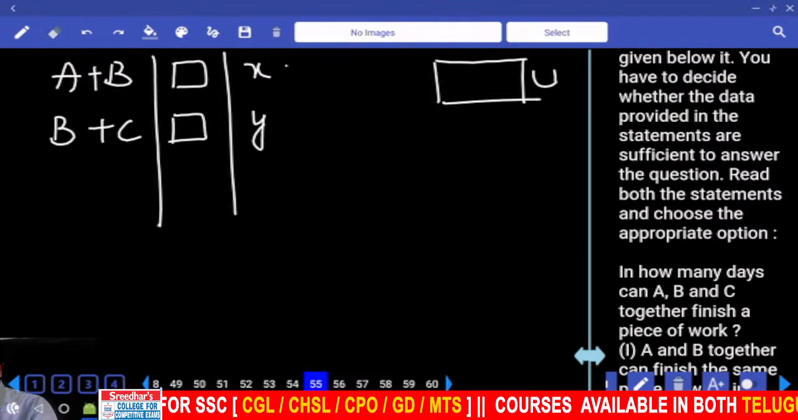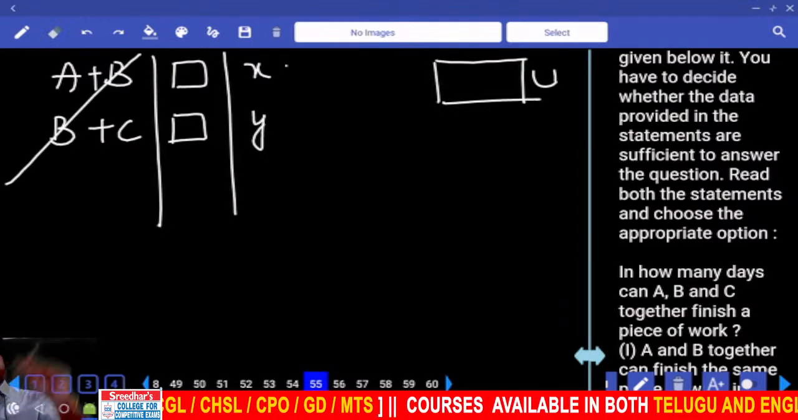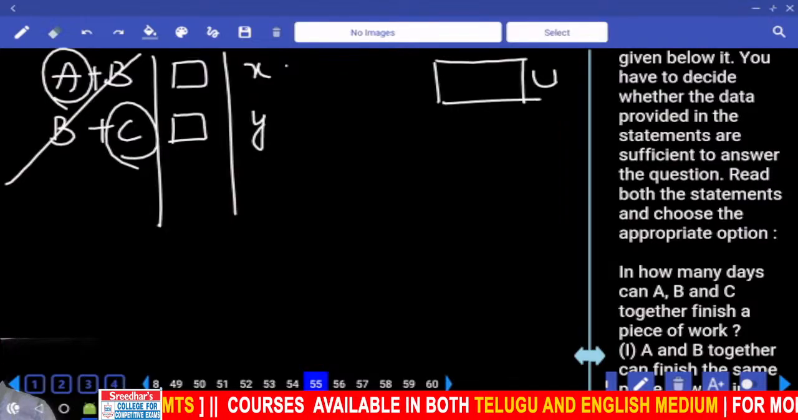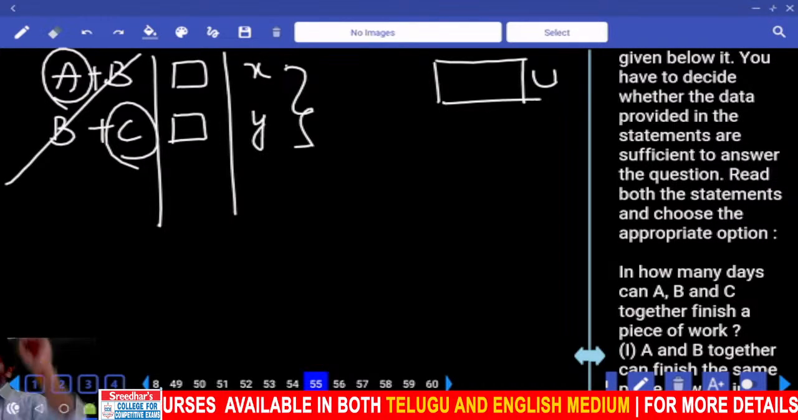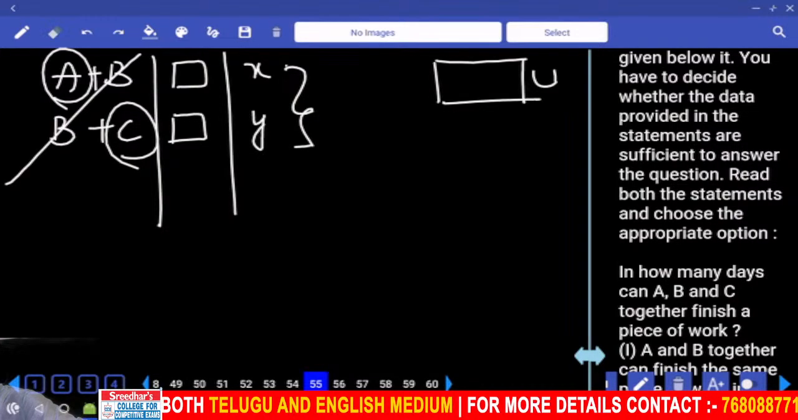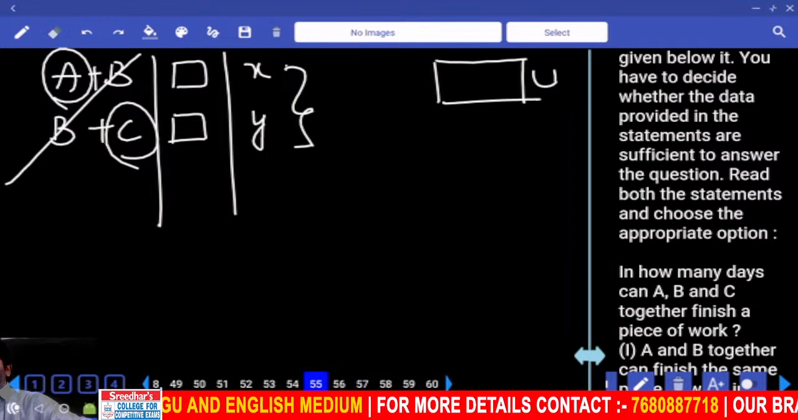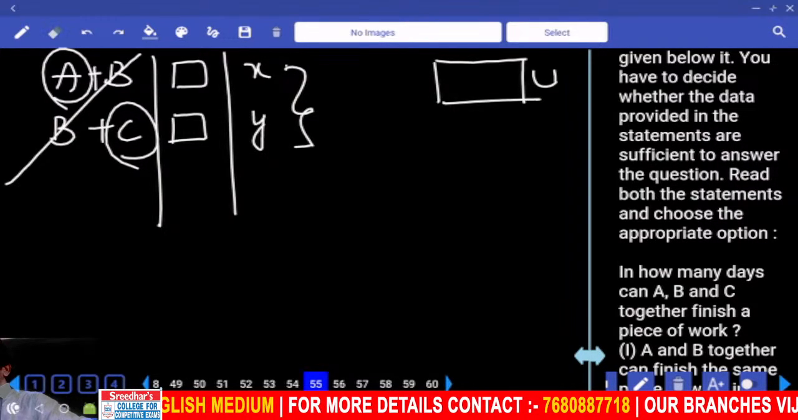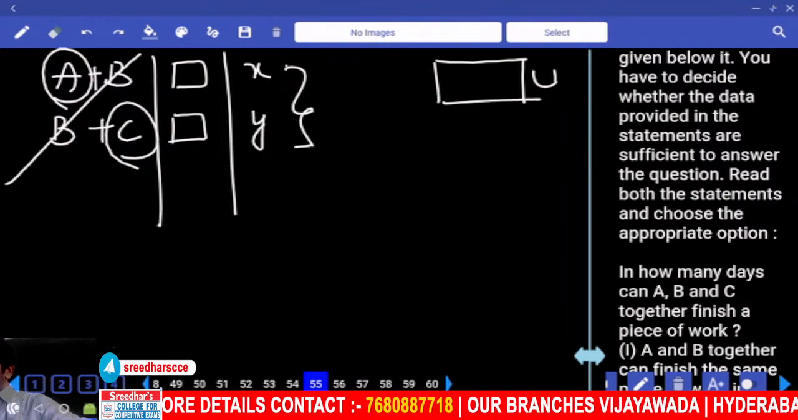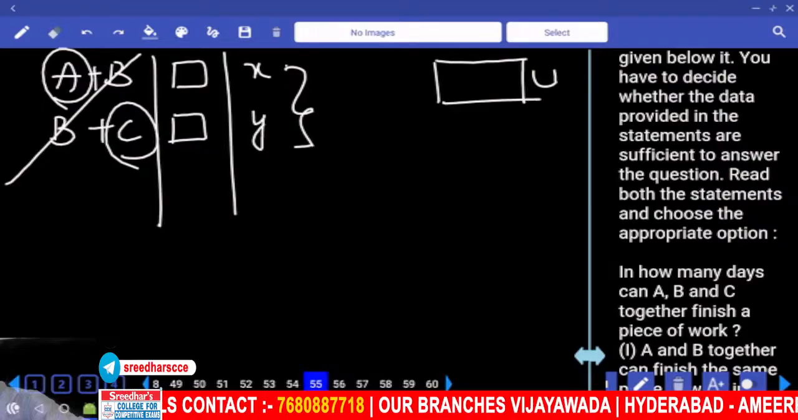Understood? B is common, so B does the same work. Who are different? A and C. So whatever is the difference in their work, that is because of A and C. So we can calculate the difference of AC work only, but we cannot calculate any individual work. When you don't have A's work, B's work, C's work, we cannot calculate ABC work.